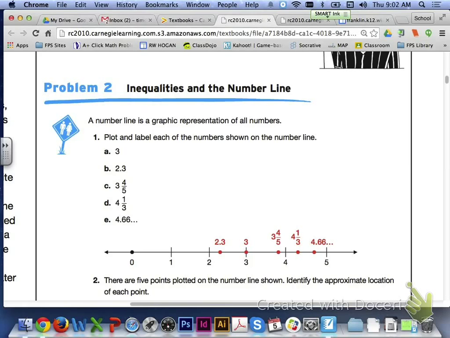Let's take a look first at number 1. For letter A, you needed to plot 3, B, 2 3/10, C, 3 4/5, D, 4 1/3, and for E, 4 66. So take a look at your number line and make sure that you were pretty close as far as where you plotted these in your textbook.